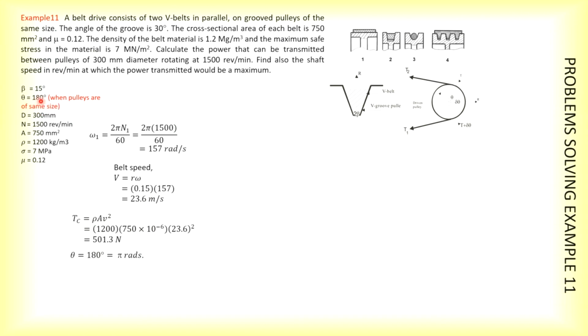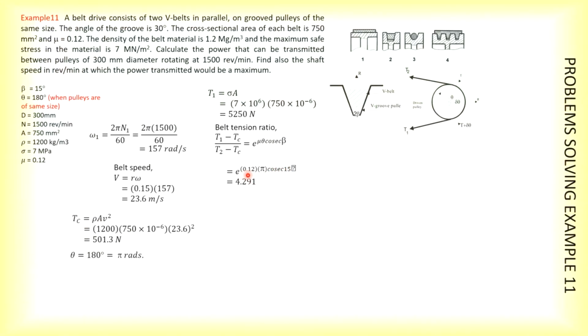So usually for same size pulleys the angle of lap is 180 degrees, that is pi radians. Based on the stress, you will be able to find out the tight side tension, 5250 Newtons. Based on the belt tension ratio, the difference here is the cosecant beta. Remember, cosecant is 1 over sine. So this is 15 degrees, and cosecant is 1 over sine 15.